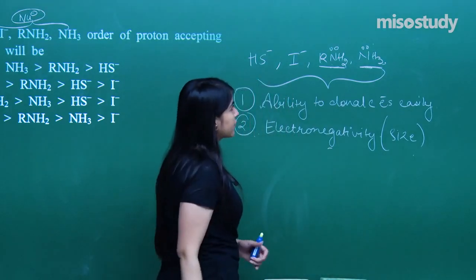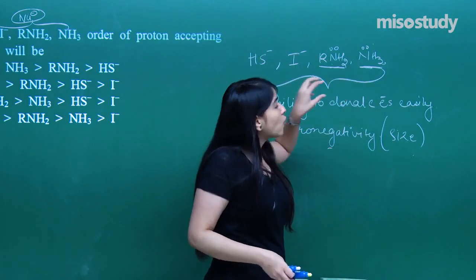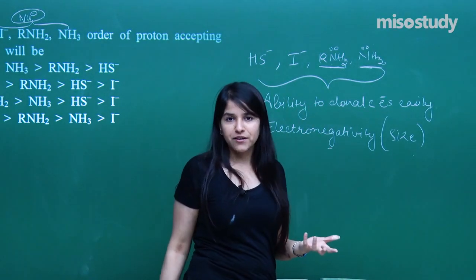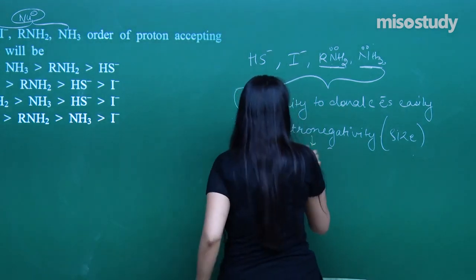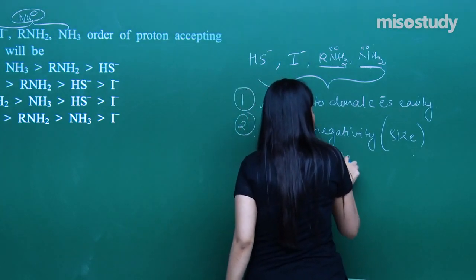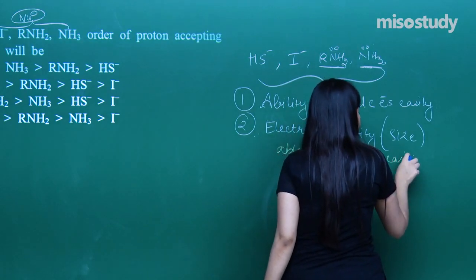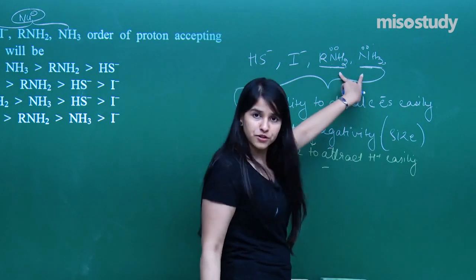Second is the electronegativity. So over here, since out of all, only the nitrogens are those which have got more electronegativity, that means they are able to attract the H plus easily. So that is what is going to be our approach. We get two options over here.